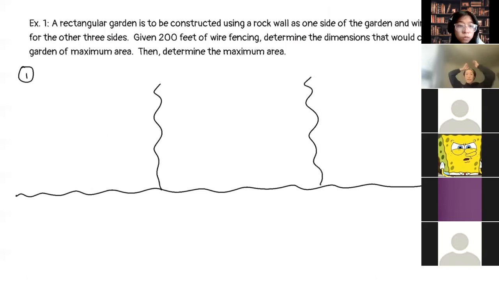All right. So we have a rectangular garden is to be constructed using a rock wall as one side of a garden and wire fencing for the other three sides. Given 200 feet of wire fencing, determine the dimensions that would create a garden of, oh my gosh, maximum area. Then determine the maximum area. Okay. So a few weeks from now, you're looking at a test or something like that, this problem pops up, you see that word maximum, I hope you go back to 4.7 in your notes, not 4.1, right? All because of that word maximum.